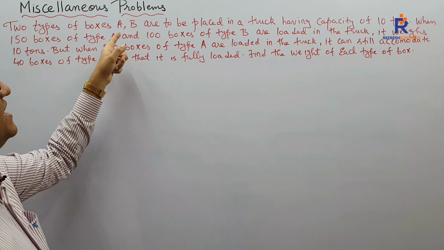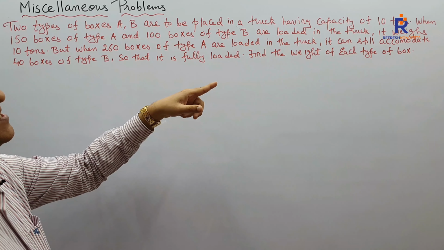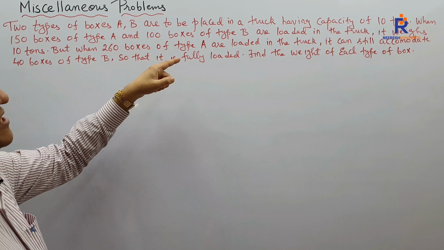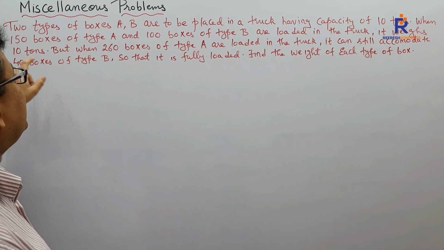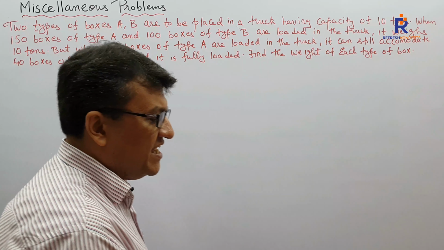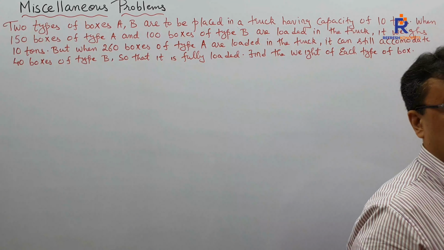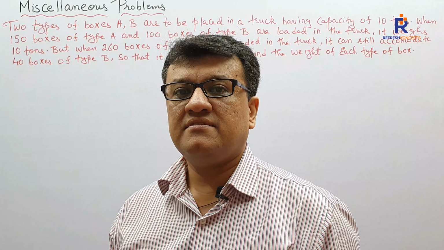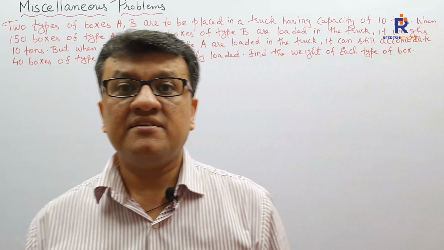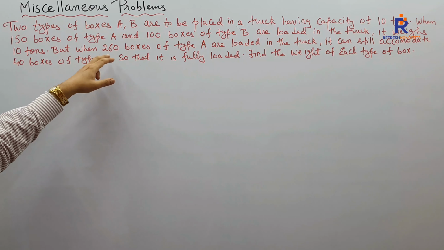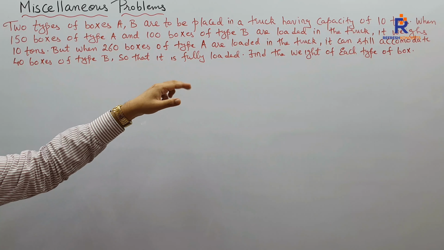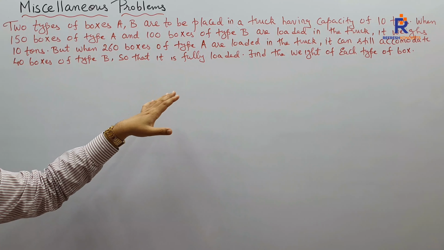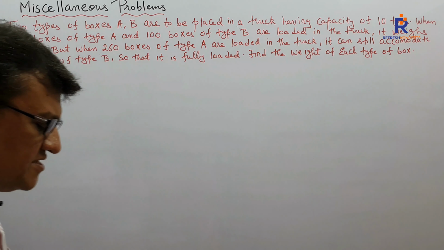Two types of boxes, A, B, are to be placed in a truck having capacity of 10 tons. When 150 boxes of type A and 100 boxes of type B are loaded in a truck, it weighs 10 tons. So what did I realize from this statement? The maximum capacity for a truck to carry the load is 10 tons, the fullest capacity of the truck. But when 260 boxes of type A are loaded in the truck, it can still accommodate 40 boxes of type B, so that it is fully loaded. Find the weight of each type of the box.